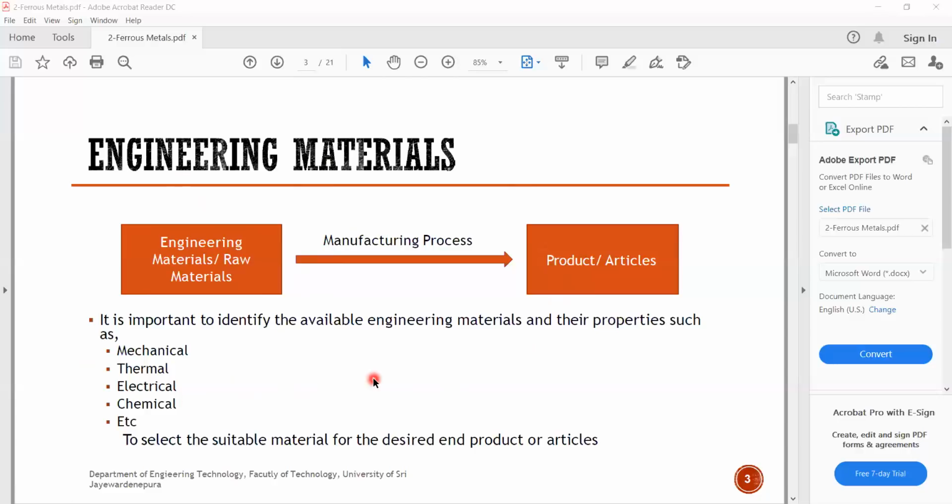So just think about copper wires. Normally you are using that wire for your electrical circuits or in your home wiring system, okay? So you are producing that product. Then what you need to consider is that it should have particular thermal properties, and electrical properties should be important, right? So according to the properties, you have to select the raw material to produce your desired product, right?